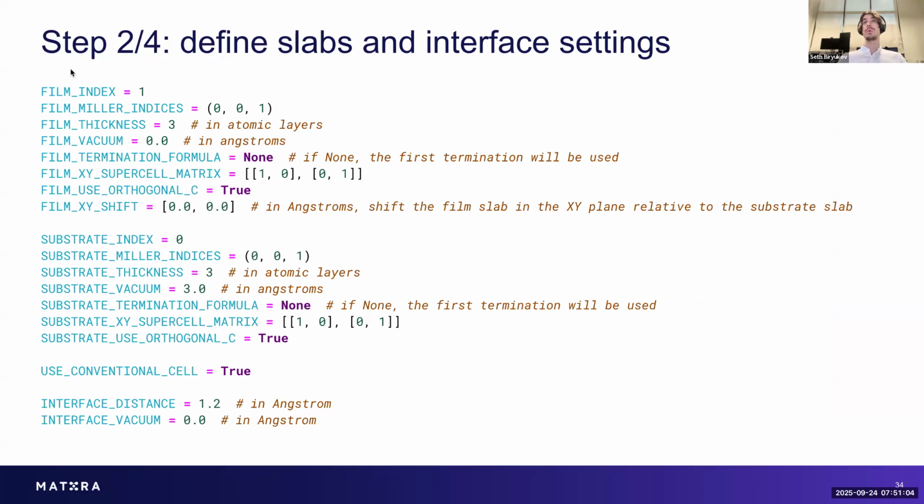Then we have two materials in the working list. Then we're going to define both slabs. We have the same parameters for both of them, the same as we've seen just now. And we need to provide film indices for the notebook to know which index, which material to use as which type of material. And here at the bottom, we have settings for the interface. In this case, the interface distance is going to be 1.2 angstroms, and the interface vacuum is going to be 0 because it's going to be a bulk interface.